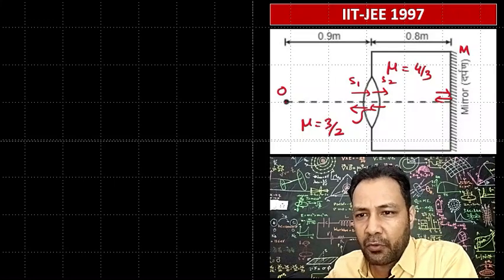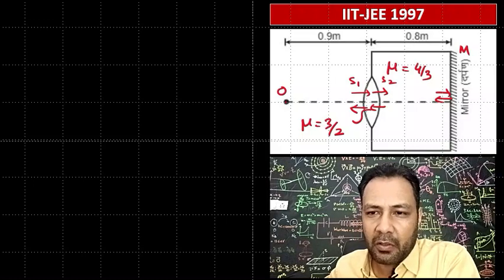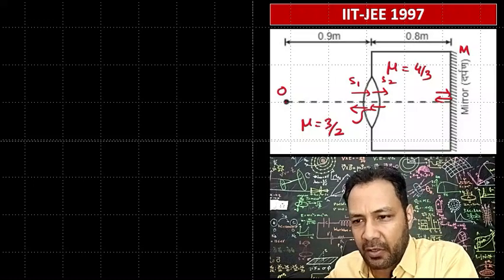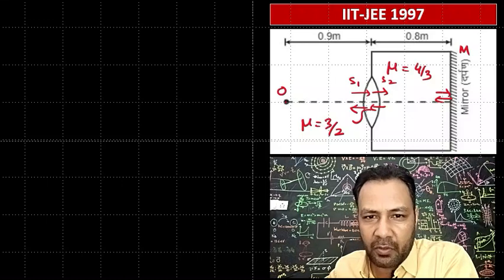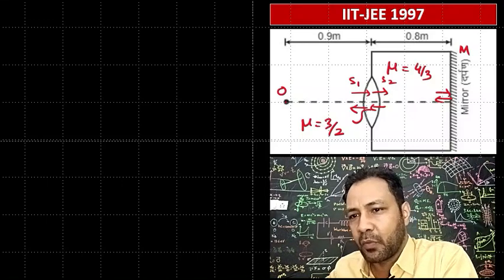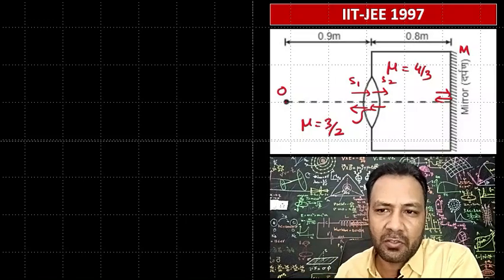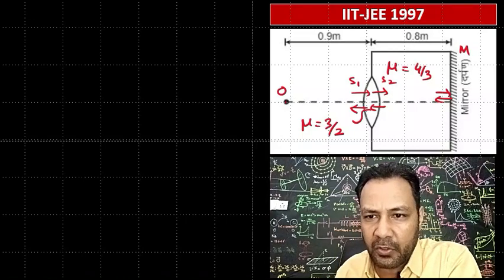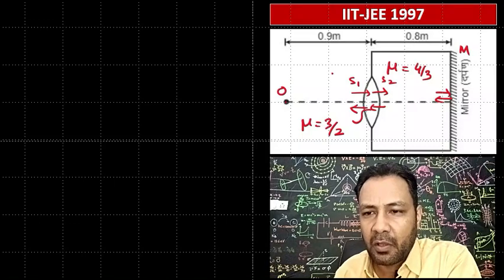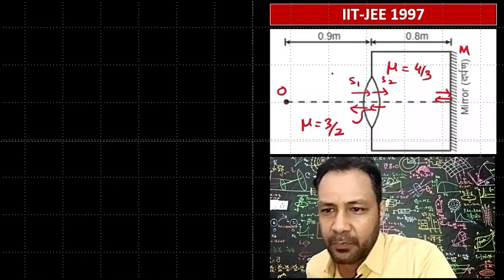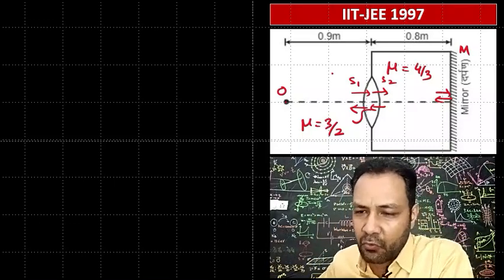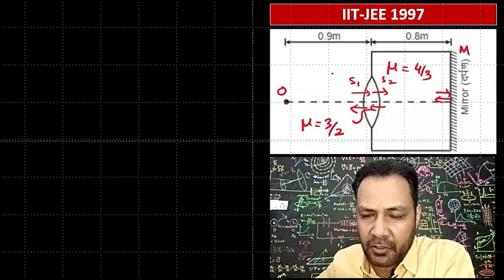And remember, we cannot directly use the lens as one system because we do not have a formula. We can derive the formula, but normally we do not have a ready-made formula for the focal length of a lens when the media on both sides are different. The medium on this side of the lens is air, and the medium on this side of the lens is water. So I cannot use the lens formula directly.